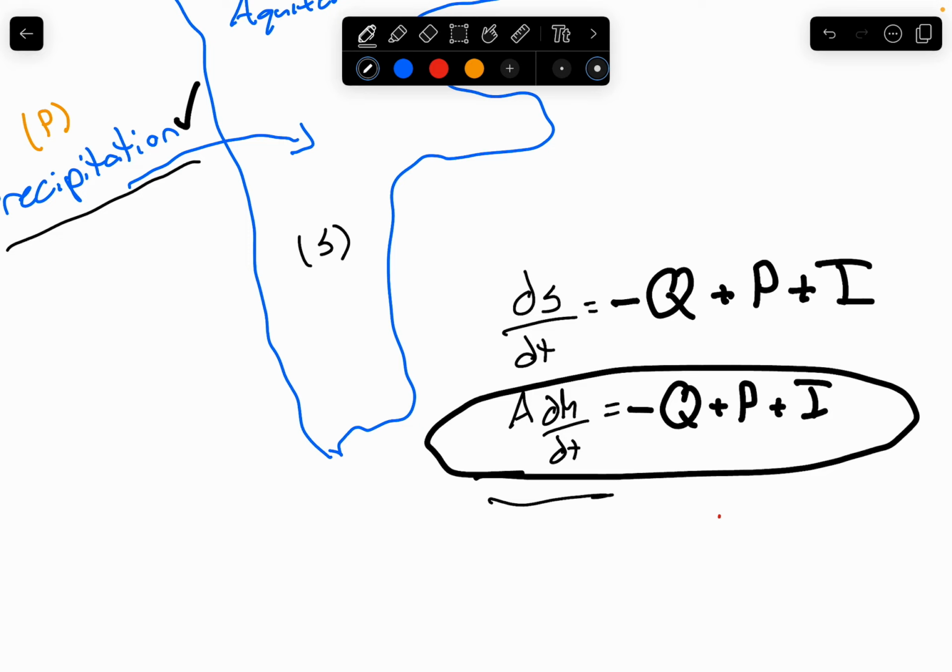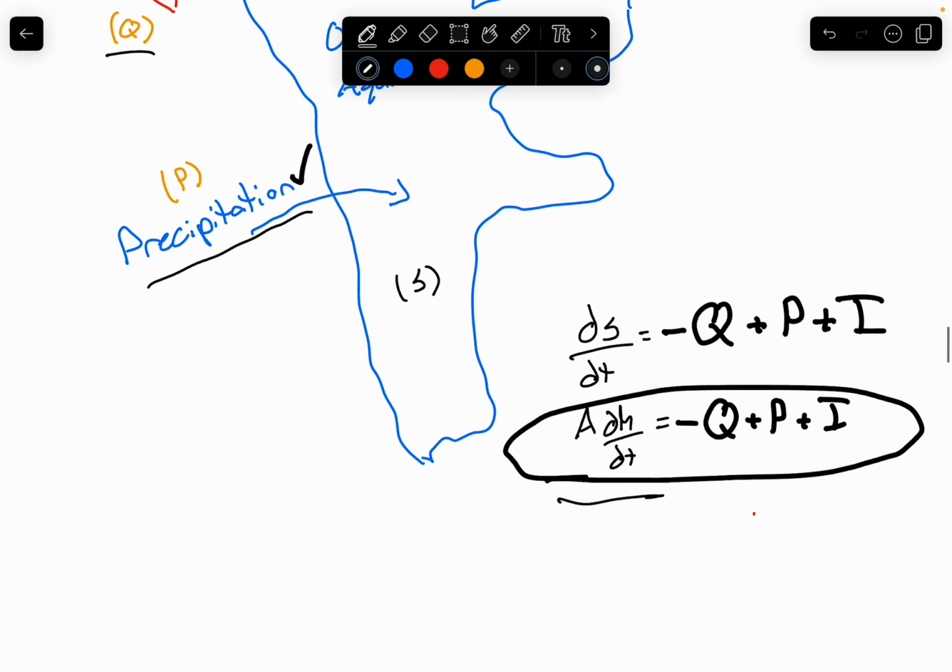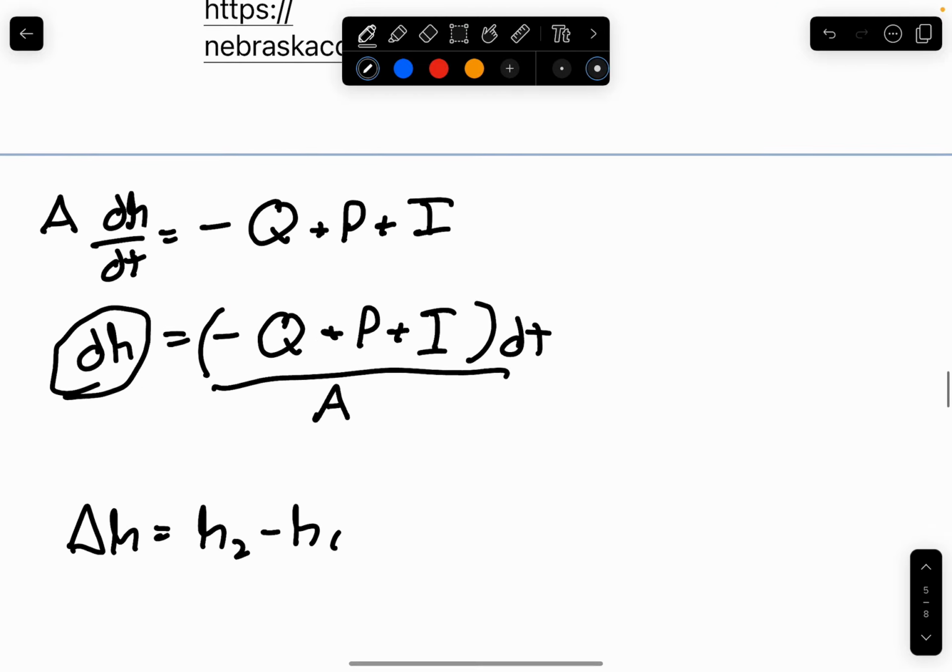This equation down here can also be written by changing dS over dt to area times change in height over change in t, equal to the negative outflow plus the precipitation plus the inflow. And using this is very important because we can then find the change in height to avoid this massive decrease in the water table for this aquifer, so the water stays at a decent level where we can consistently use it for agricultural purposes.